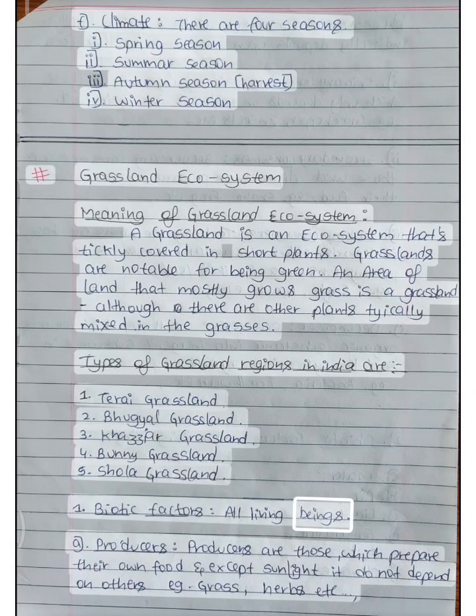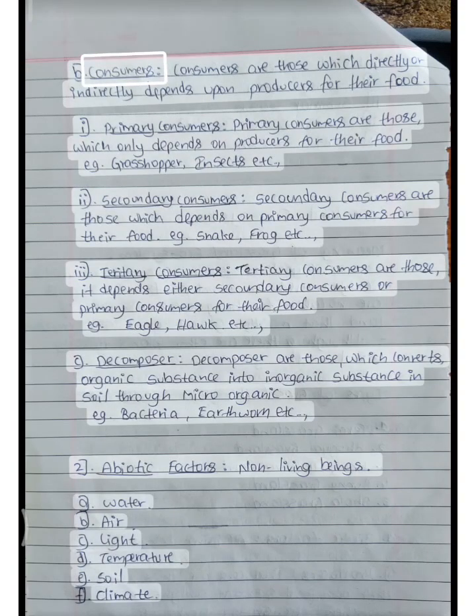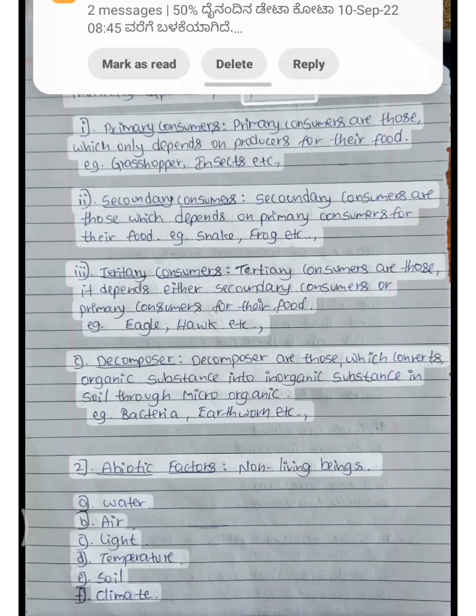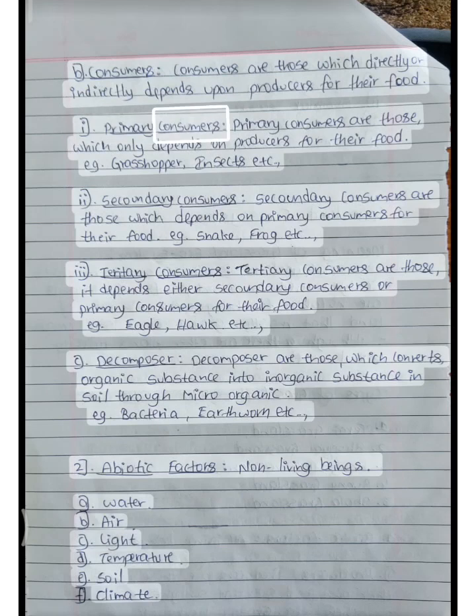1. Biotic factors: all living beings. A. Producers. Producers are those which prepare their own food using sunlight and do not depend on others, e.g., grass, herbs, etc. B. Consumers. Consumers are those which directly or indirectly depend upon producers for their food. 1. Primary consumers are those which only depend on producers for their food, e.g., grasshopper, insects, etc.